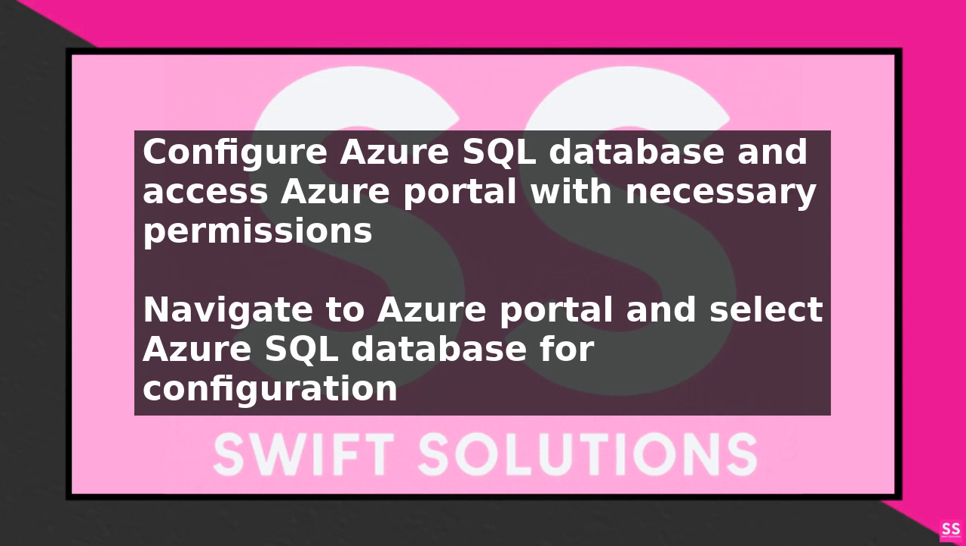First, navigate to the Azure portal and select your Azure SQL database. In the left-hand menu, click on Query Performance Insight. This will take you to the Query Performance Insight dashboard, where you can view detailed information about your database queries.